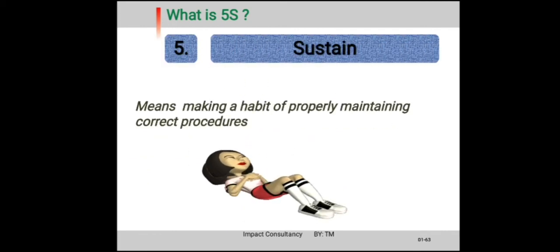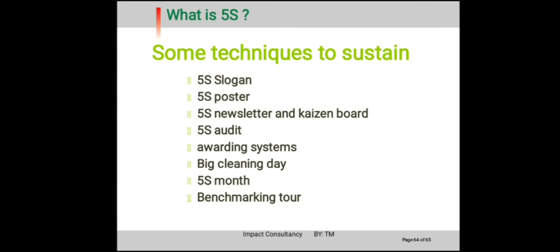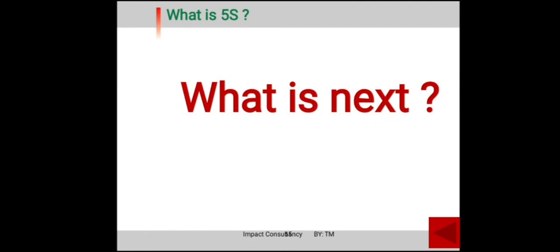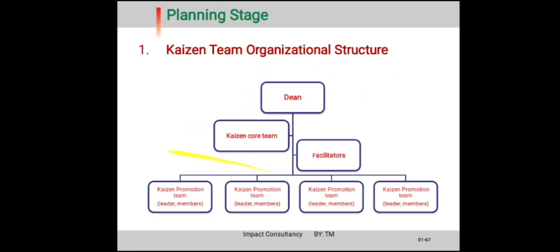So the fifth one means sustain, means making a habit of properly maintaining correct procedures. Some techniques to sustain are 5S slogan, you can use 5S poster, you can use 5S newsletters and Kaizen board, 5S audit, awarding system, big cleaning day, 5S month, benchmarking tool can be used, experience sharing and the like. So you will see steps for planning Kaizen.